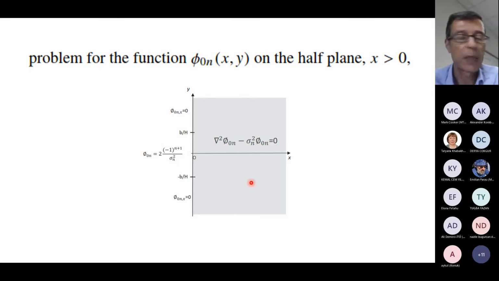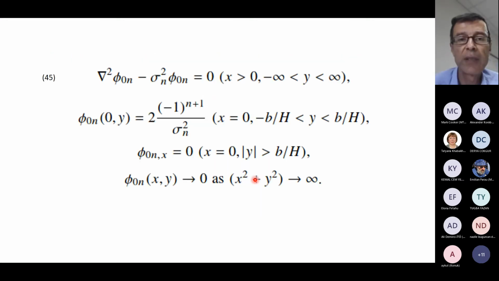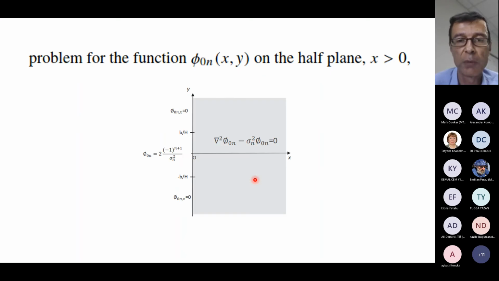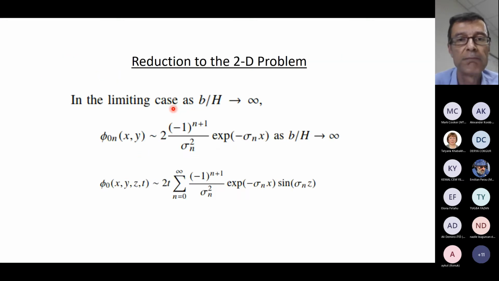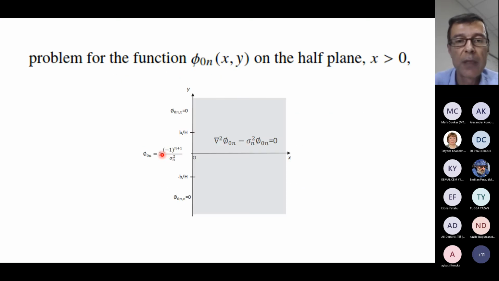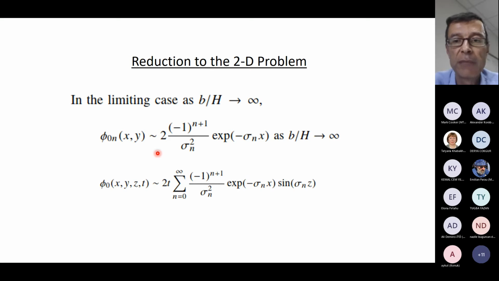Now, these are the boundary conditions for this problem. Again, we have radiation condition. So outside minus b over h and b over h, the x derivative is 0 for this function. Now let's check the reduction to the two-dimensional problem first. As b over h approaches infinity, that means we have this solution all along the y-axis, and then the solution could be obtained as this one.